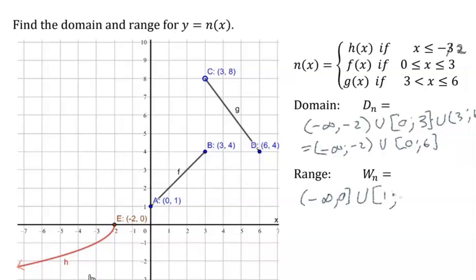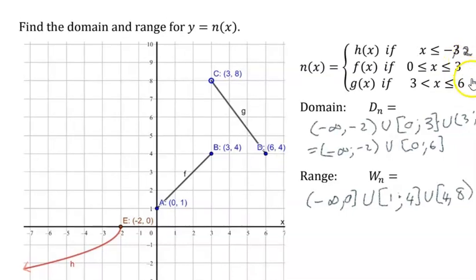And then we union that with the range of f, which starts at 1 and ends at 4. Now, since g is a declining function, it has a negative slope, the smallest value will be on the right hand side, so that will be 4, and the largest value will be 8, and 8 is not included. We always write the smallest value on the left.